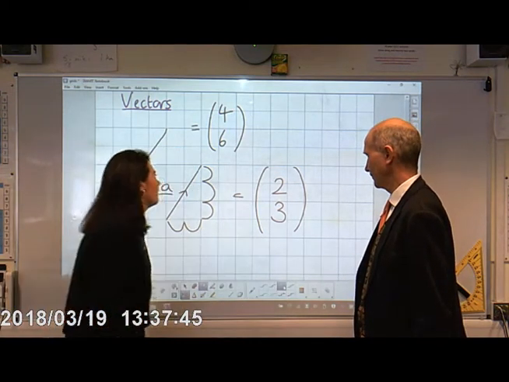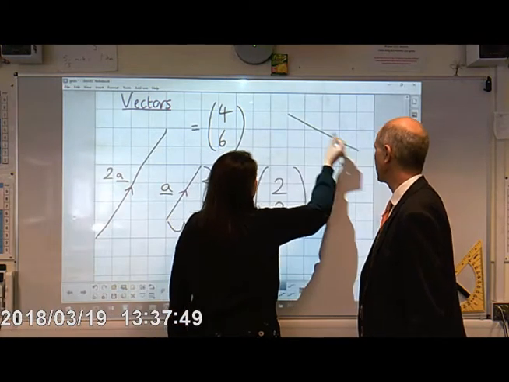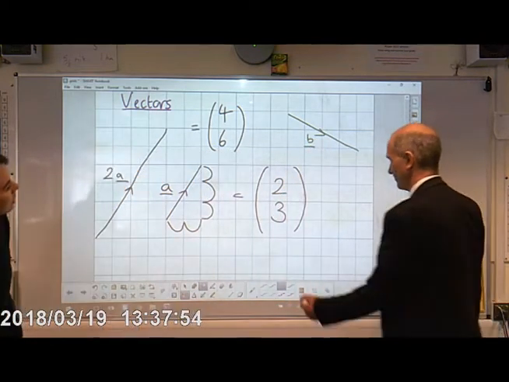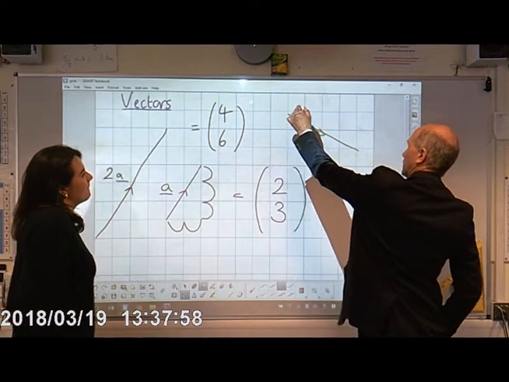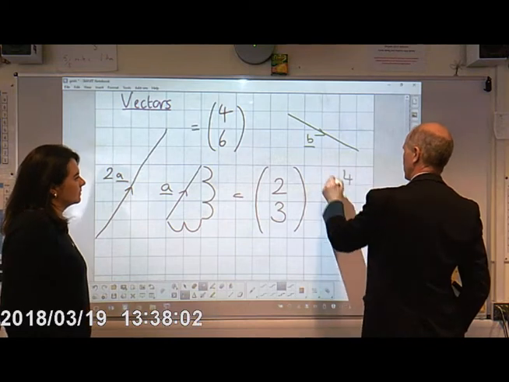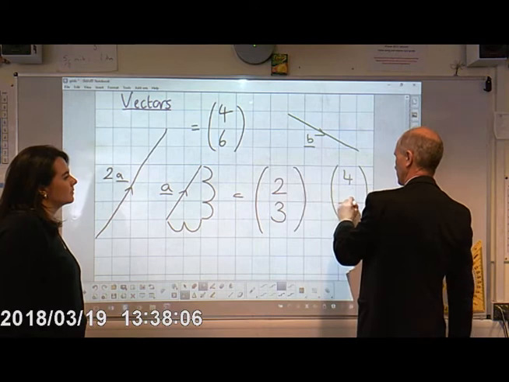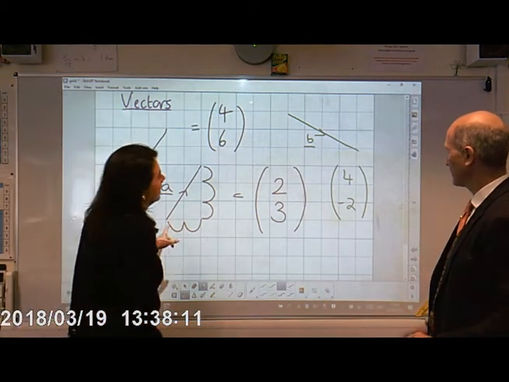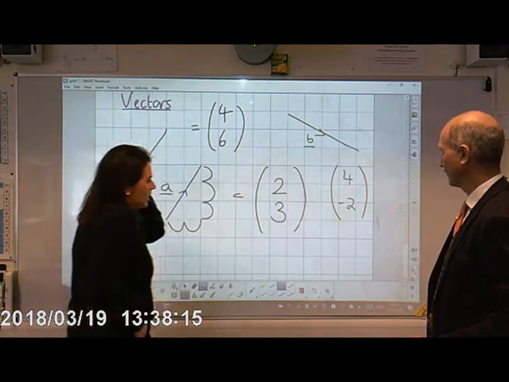We could also have a vector b. Now, what would be the column vector for that vector? We're still travelling 1, 2, 3, 4 in the x direction, so we're going to be a 4. But this time we're travelling down 2, so -2. You can see how different it is to the vector A, and we use our column vectors to describe them as well as having them as a picture.